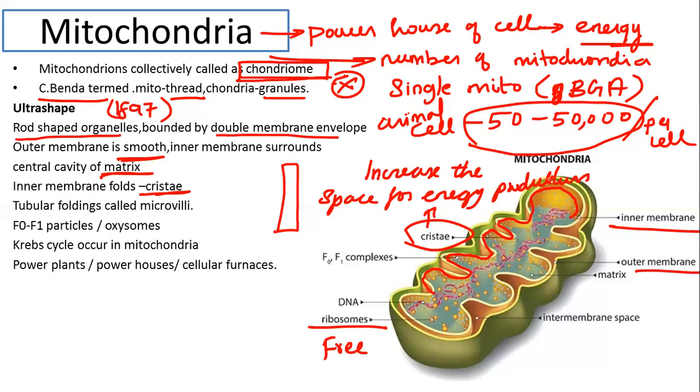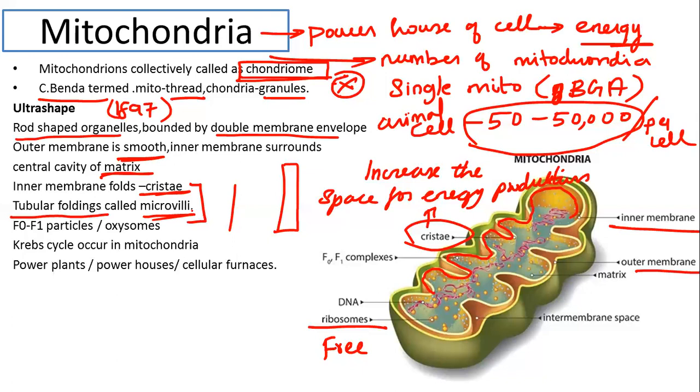For energy production there should be a space, right? That space will be increased with the help of the cristae, these foldings. There will be some tubular foldings present inside the mitochondria, and those tubular foldings are called microvilli. Tubular folding means tube-like structure. This villi is also going to help in the same process, increasing the space. Cristae and microvilli both do the same thing.